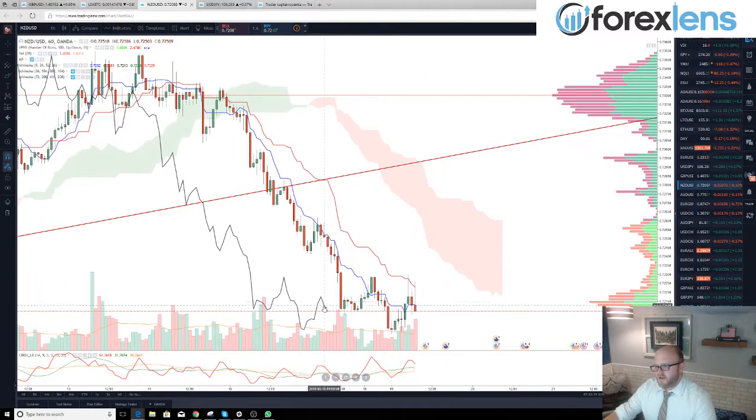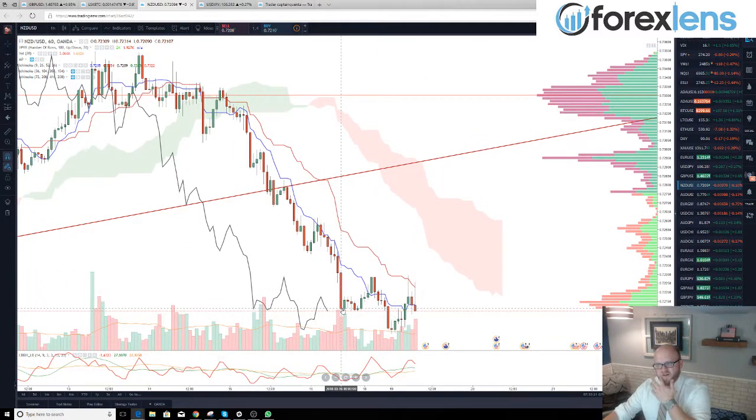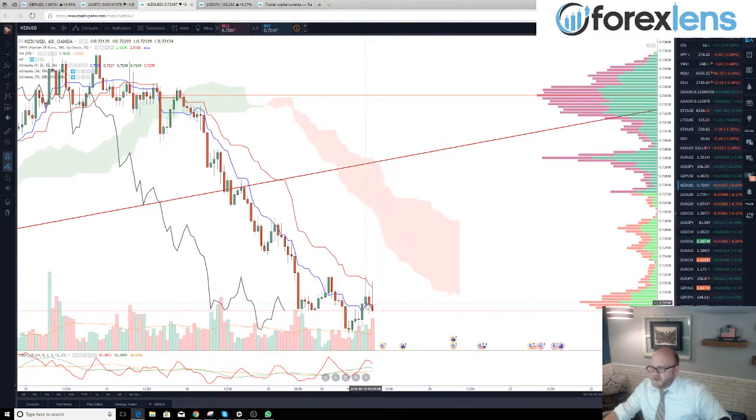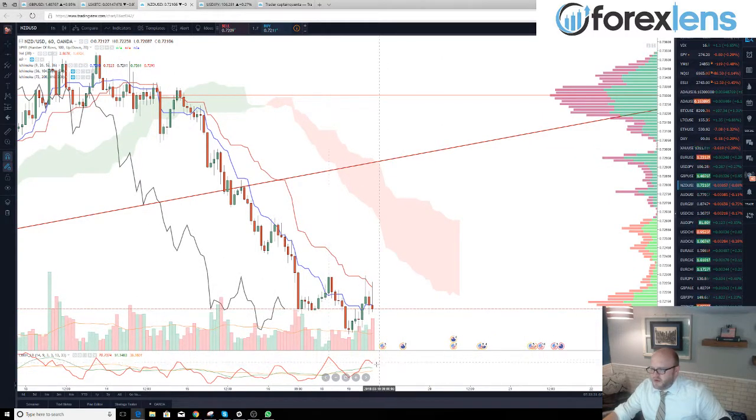So the lagging span is getting closer to price. Price has traded above the conversion, bounced back, found resistance. We're kind of in a hairy area here. Experience has taught me that this is looking like it's turning into a consolidative area, so I'm willing to sit on my hands on this trade.